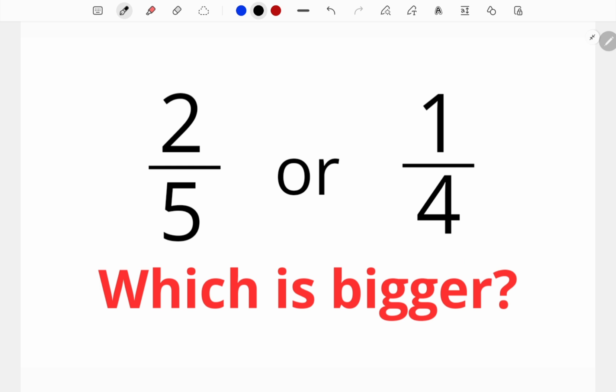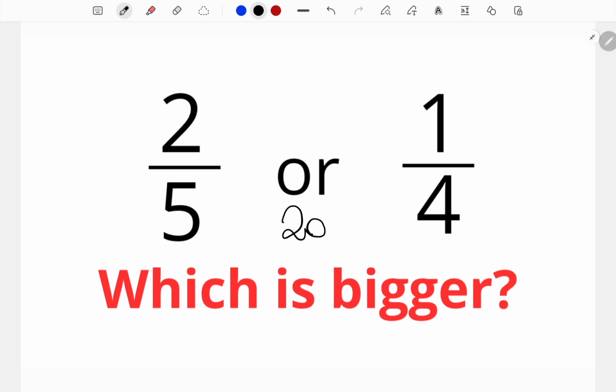The most precise way to compare fractions is by making the denominators the same. That way, we can directly compare the numerators. Let's do that. First, we find the least common multiple of the denominators 5 and 4. That number is 20. Now let's convert each fraction to have the denominator 20.